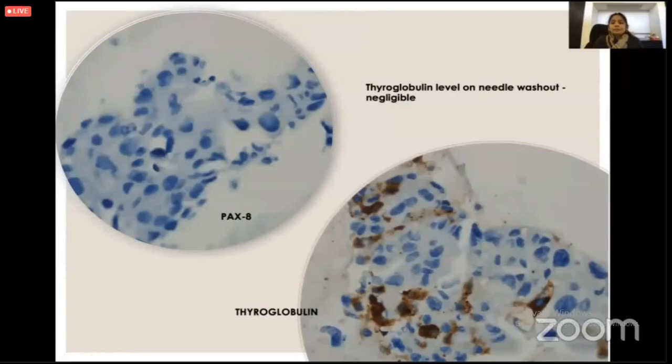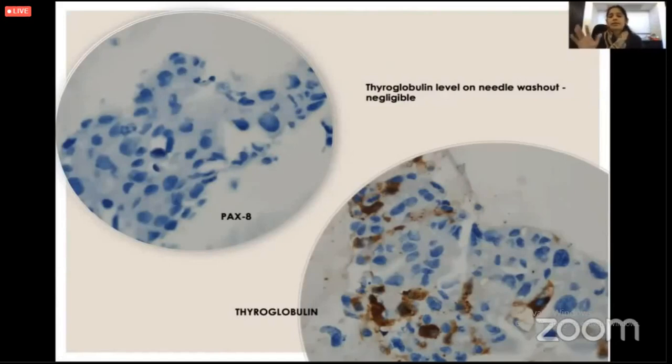The radiologist also did an FNA from the lymph node, and whenever we do it from the lymph node, we send the needle washout for thyroglobulin level testing, and in this particular case, it was negligible. Just to let you all know, it's one of the good tests we use to follow up a recurrence of PTCs in a lymph node.